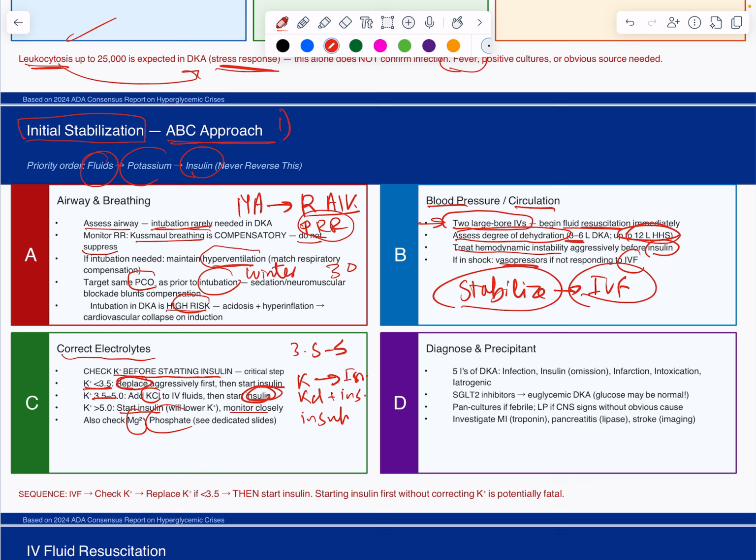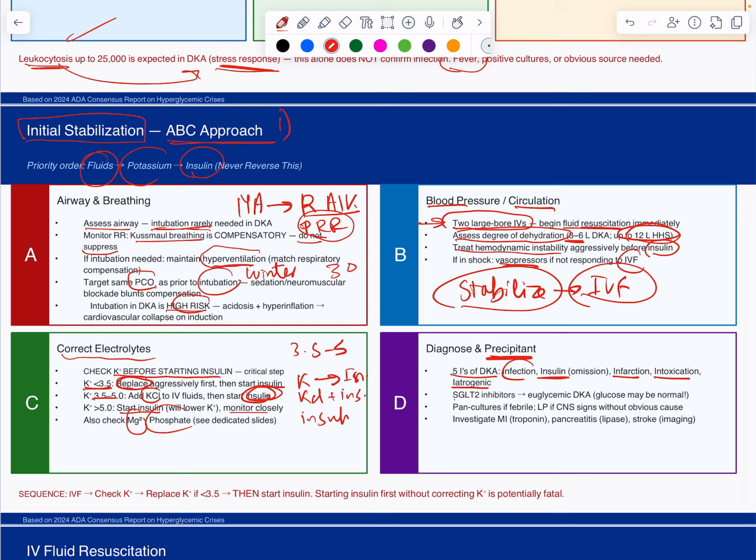Again, DKA and HHS are usually complications, so look for a different trigger. After you stabilize the patient, give IV fluid, look at their potassium, and start insulin, you'll look for a possible trigger. There are 5 common triggers for DKA: infection, as we said, if you see a fever you have to suspect an infection. Sometimes they cannot afford the insulin or are not taking it, so insulin omission. Then infarction, intoxication, and iatrogenic.